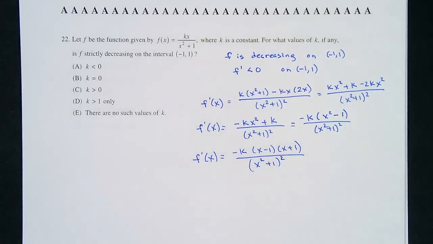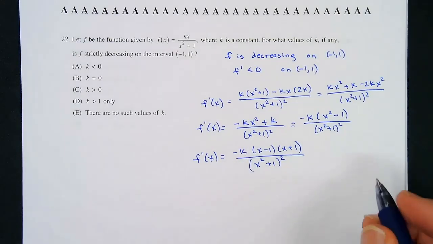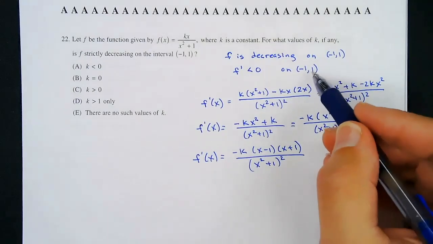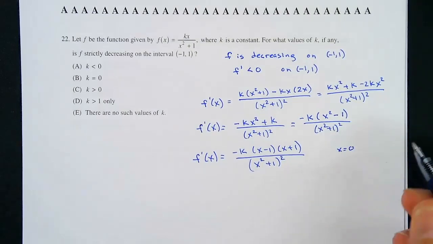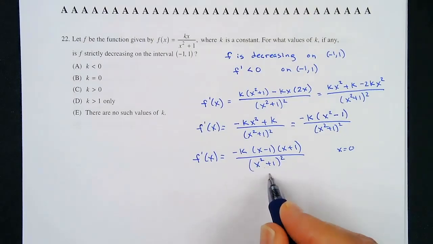Okay, so we want this to be negative, right? So it's going to depend upon the value of k. For instance, if k was negative, then that would make this whole thing positive, right? Because we're taking the negative of a negative value. But let's use a value in this interval -1 to 1. So let's use something like x equals 0, okay? Looking at the bottom here, we're squaring it, right? And because we're squaring it, this is always going to be positive.